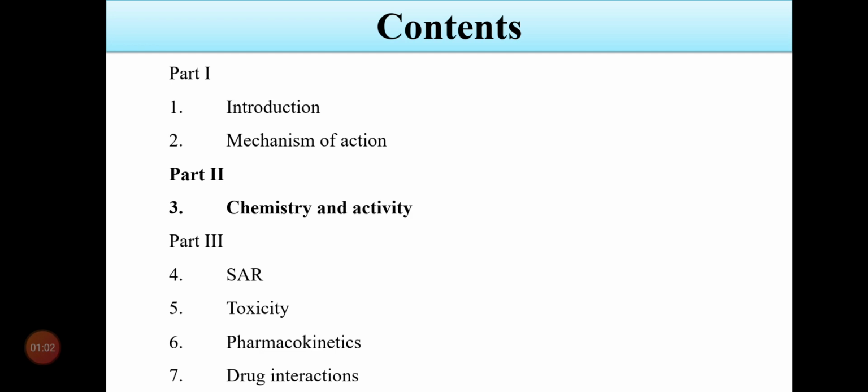Content of today's discussion: Part 1, introduction and mechanism of action, we finished in the first lecture. In today's lecture, that is Part 2, we are going to discuss chemistry and activity. In the next part, Part 3, that is the next lecture, we are going to discuss structure activity relationship, toxicity, pharmacokinetics and drug interaction of quinolones.